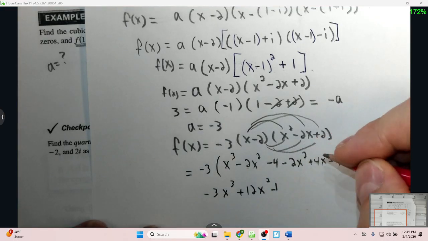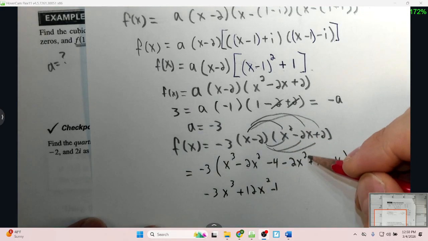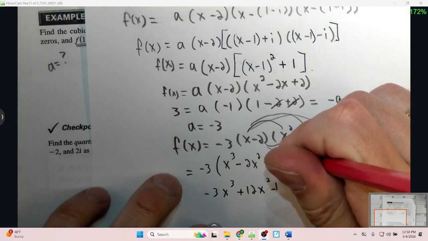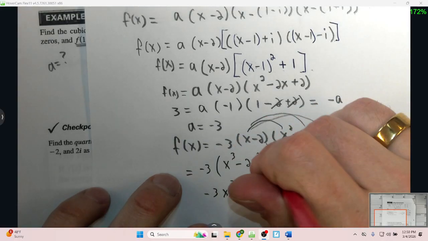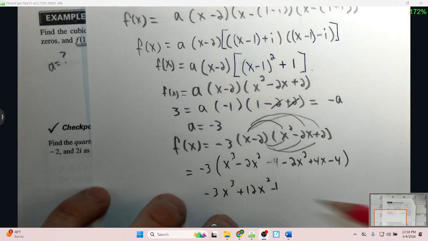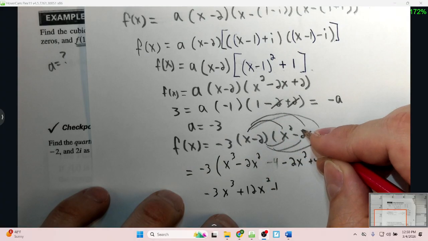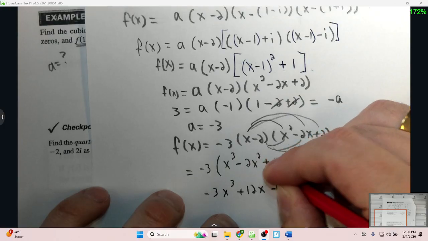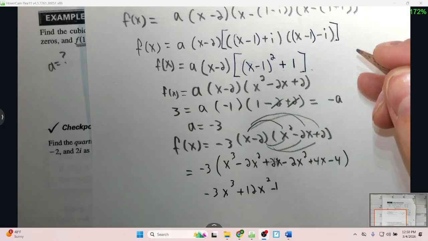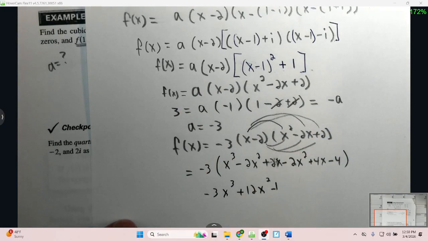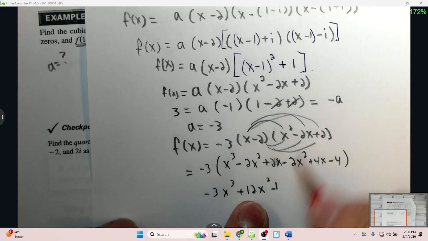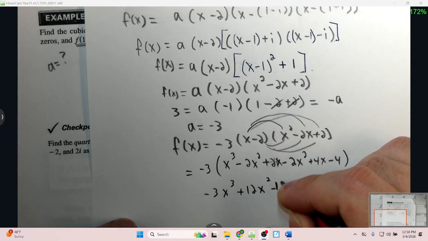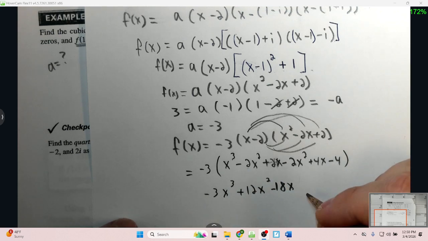Okay, I think I figured it out, because I think when I was here, this should have been a plus 2x right here, the second ribbon. This should have been, well, actually a minus. This should have been a plus 2x. That's my mistake. So that gives us negative 3x cubed. This is negative 4. This is 6 times 3, so that's negative 18x. And then that's going to be plus 12. So we finally got it.